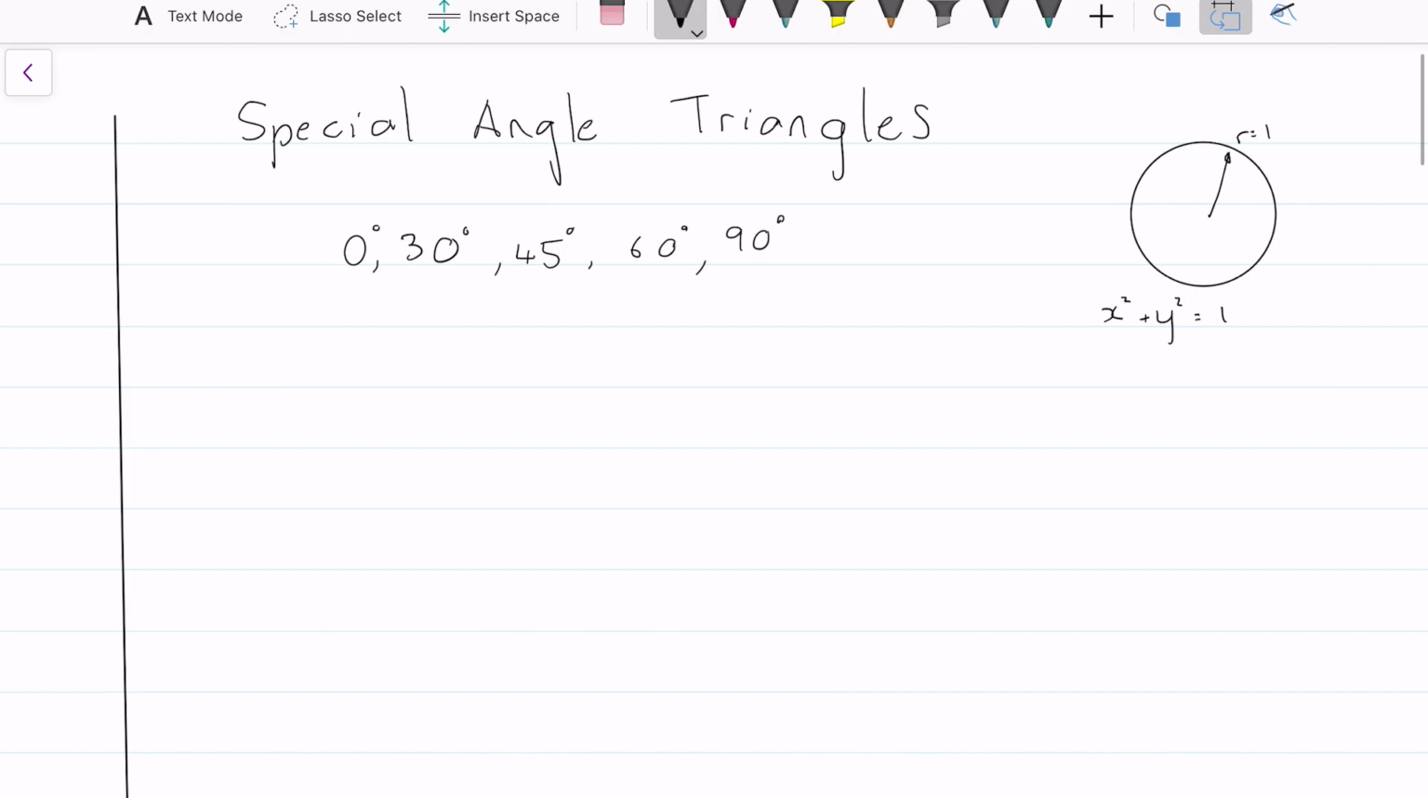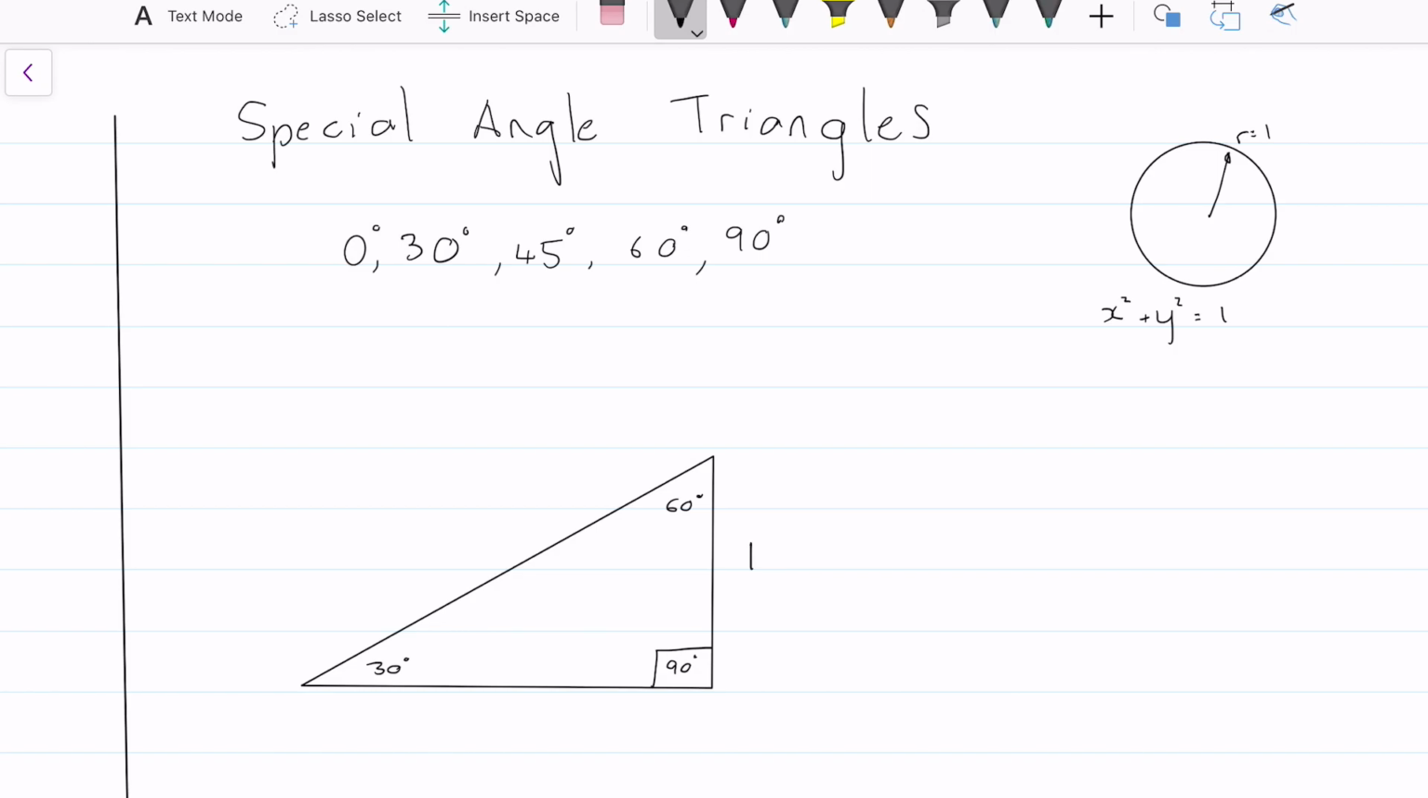There are 2 separate triangles that you need to know how to draw. The first triangle has angles of 30 degrees, 60 degrees, and 90 degrees. Both special angle triangles have 90 degrees. The length of this side is 1, the length of this side is square root of 3, and the length of this side is 2.